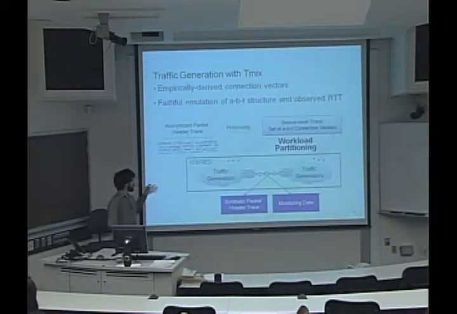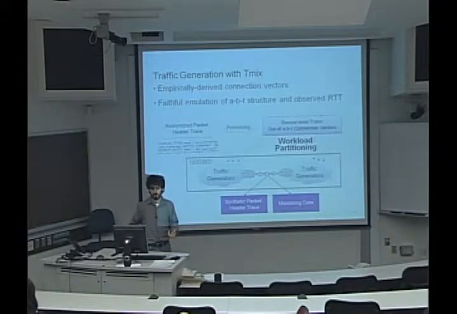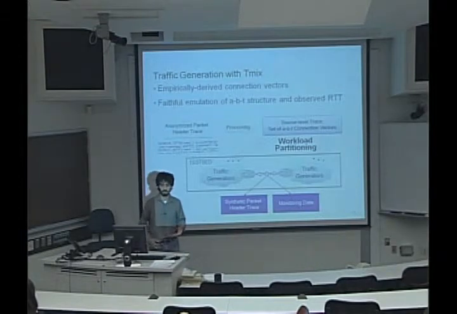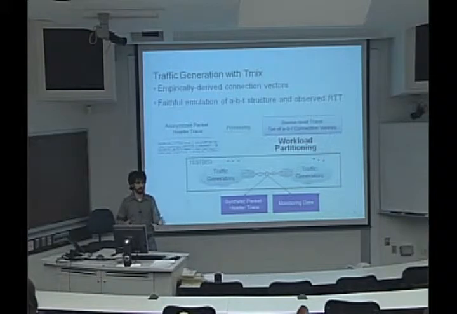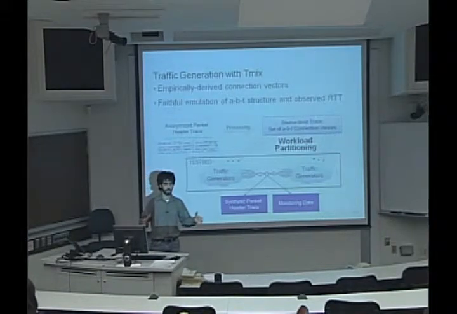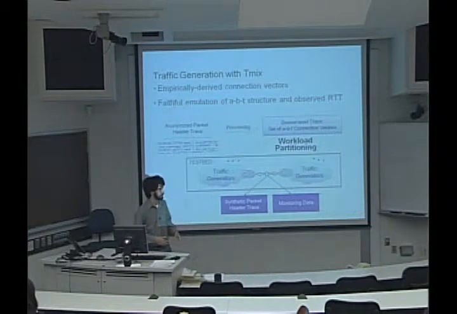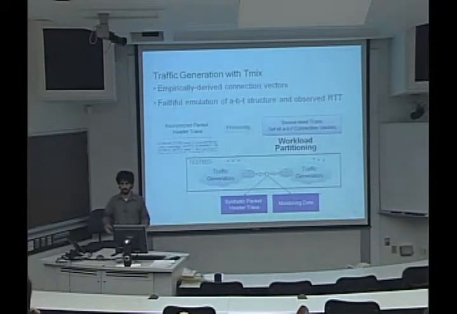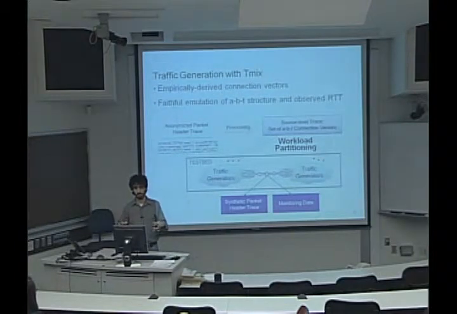So now if we take this model of connection structure, we can use that to generate synthetic traffic. And basically what we do is there's another tool developed here at UNC called Tmix, which is a system for creating empirically derived connection vectors. And what that basically means is that you can capture a network trace, and we have here an anonymized packet header trace, and do some processing and turn that into a set of connection vectors that model high-level network-independent behavior of that trace.